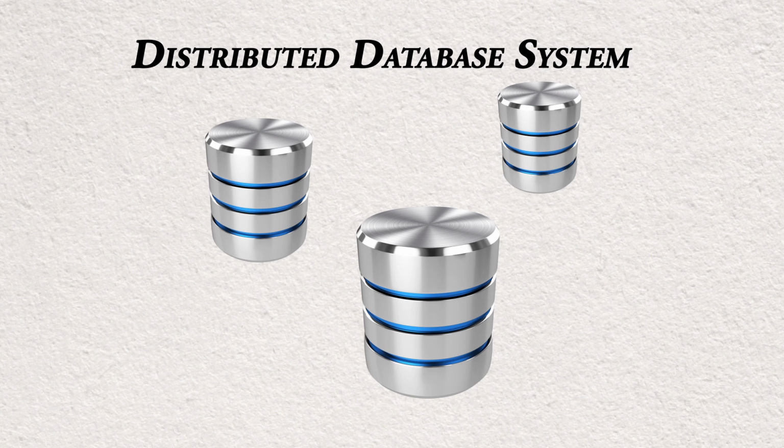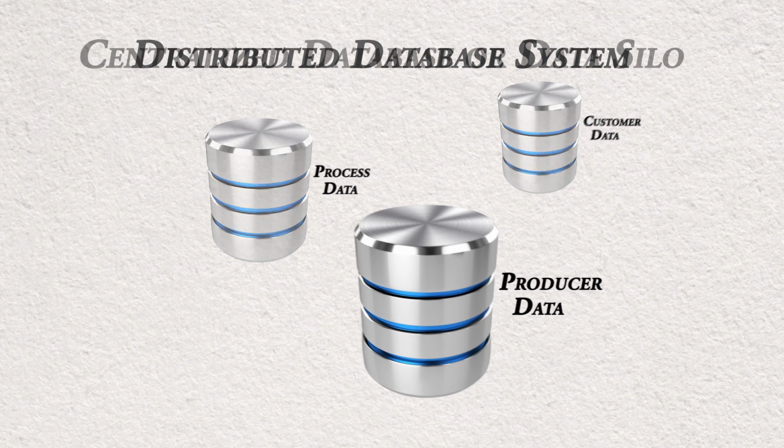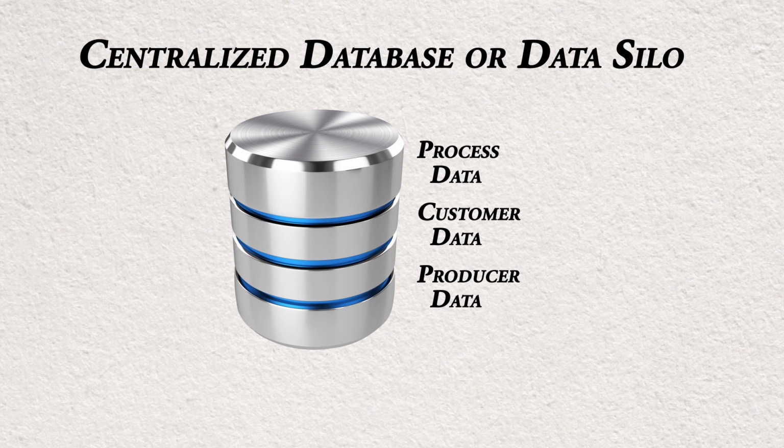So, for example, there may be a site that stores process data. Another server at a different location may be storing producer data. Yet a third site may be storing customer data, and so on. So each site is self-sustaining to a large extent and is responsible for the applications that run on the site, for email access, for backups, for internet access, and so on. A second approach would be to use a centralized or data silo kind of approach. Here, all the data is stored in one location or on one server.